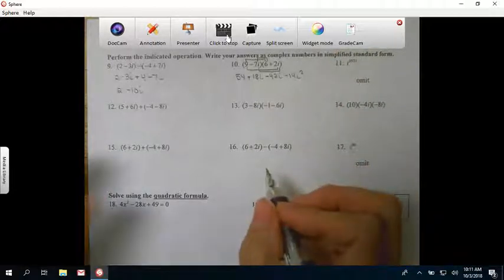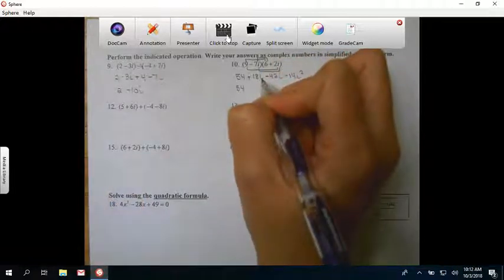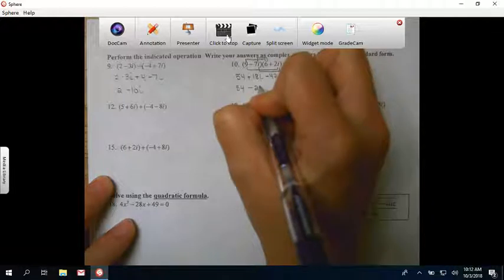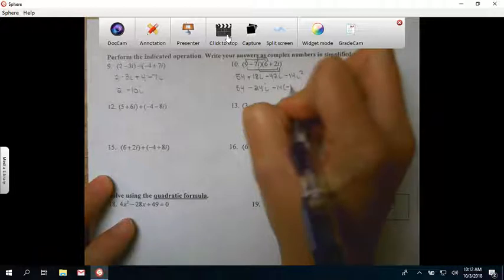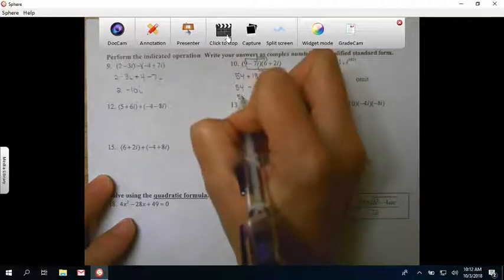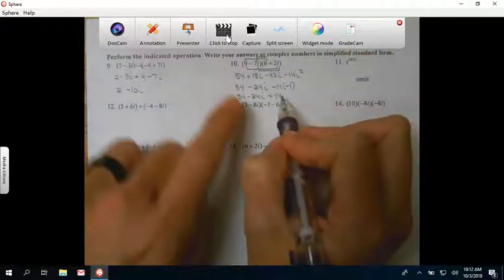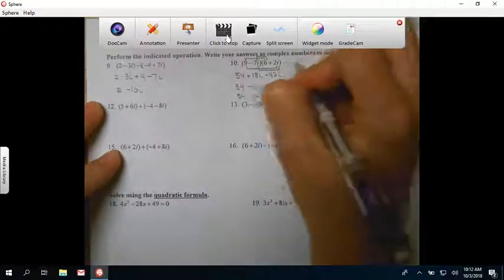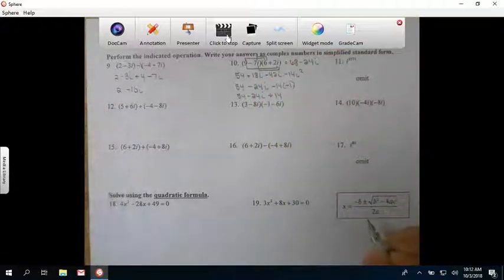I can combine my like terms, so I have 54, I have 18 minus 42, and then I'm going to need to apply that i squared, which I know is actually a -1. So I'm going to end up with 54 minus 24i plus 14. So the last thing I can do is combine the 54 and the 14. I'm kind of running out of room, so I'm just going to put it up here. So I have 68 minus 24i. Okay.